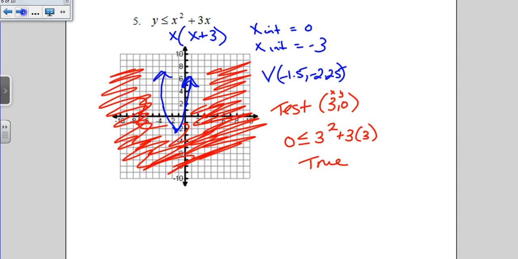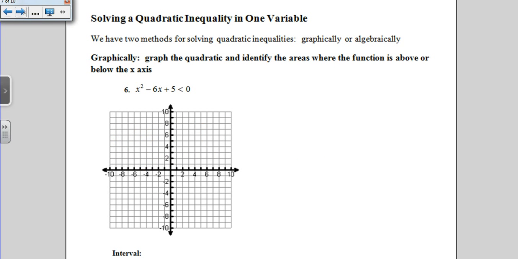Okay, moving on. Now, it's very likely that we split this lesson up into 2 days, so if you need to stop here in the notes, go ahead, otherwise continue on.